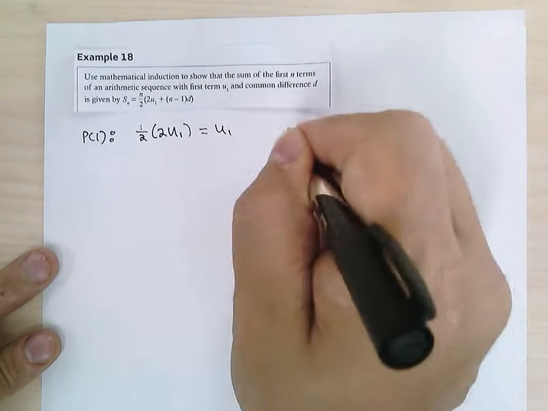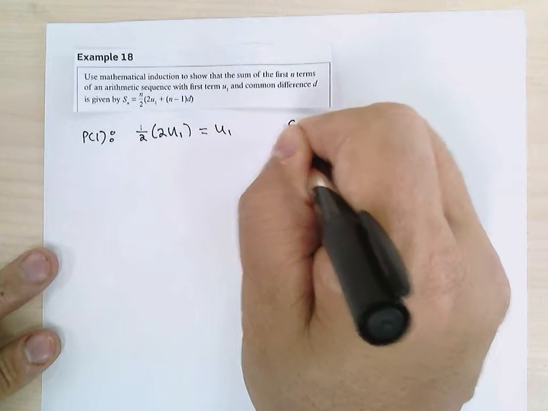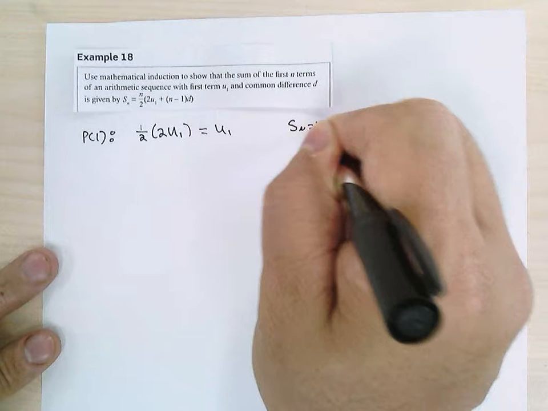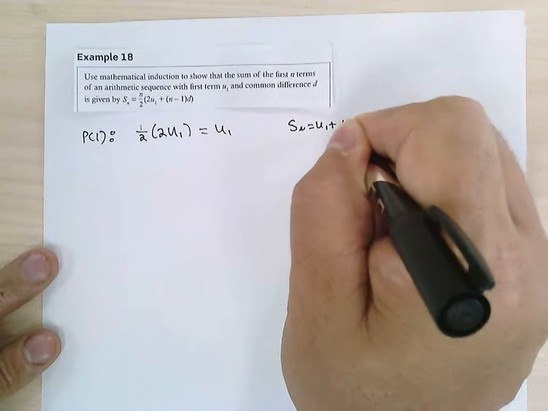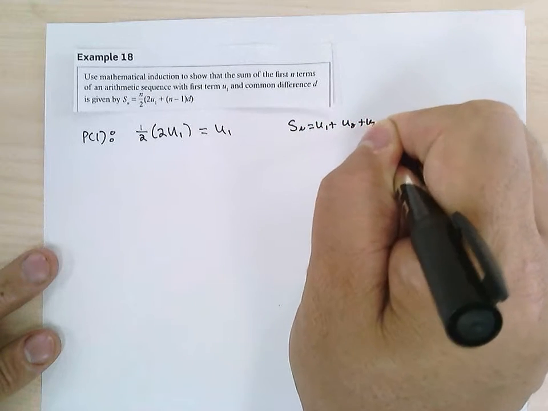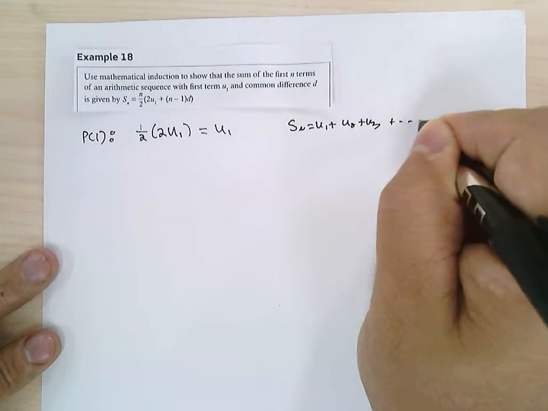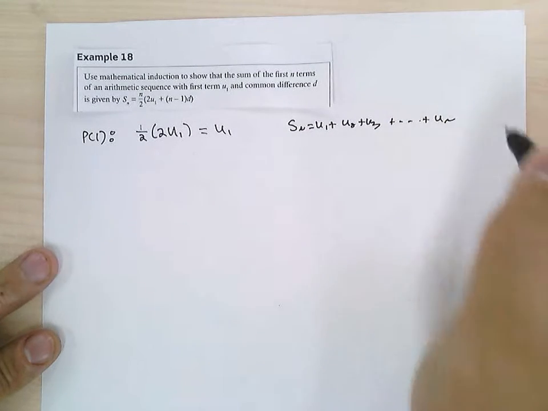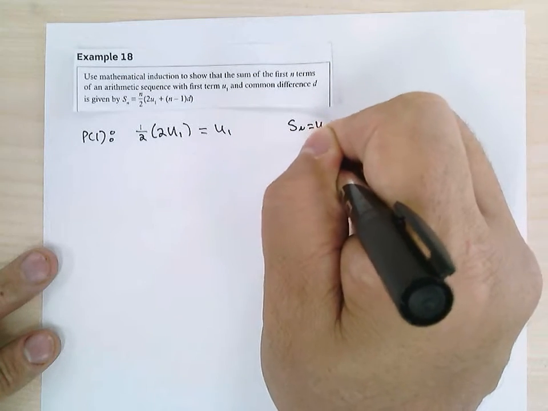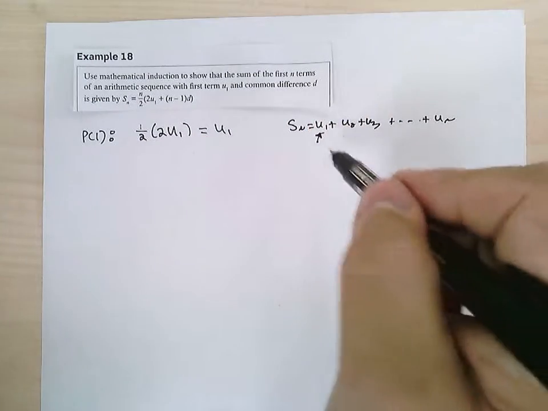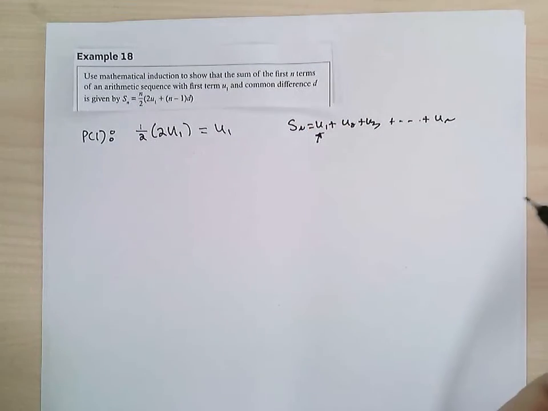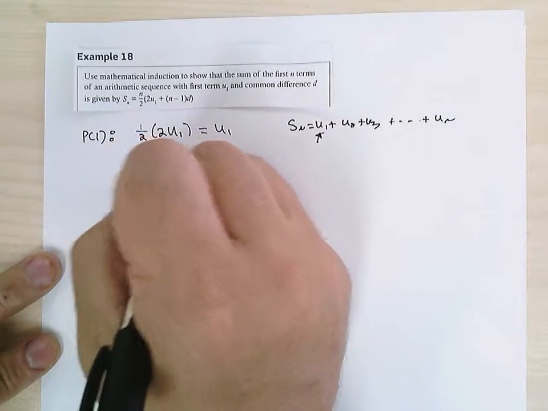So what did this just show? Well, I know that S of n is equal to u sub 1 plus u sub 2 plus u sub 3, plus dot, dot, dot, all the way up to the u sub n term. I found out that this sum right here will give me just my first term in the sequence, and that's what I want, right? So P of 1 is true.